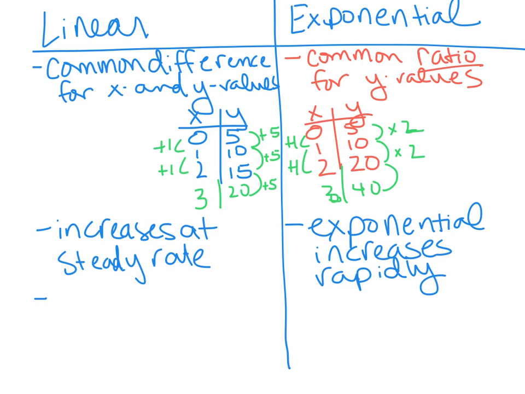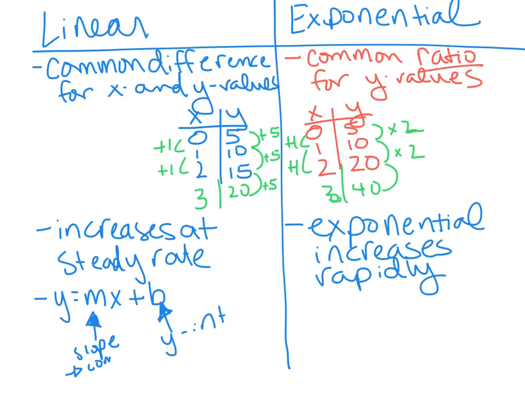So for linear, we can have slope-intercept form. We've got several forms, right? But most frequently seen is y equals mx plus b, where m is your slope, and b is your y-intercept. And if you recall, when we think about these equations, your slope is your common difference, and your y-intercept is your starting amount.